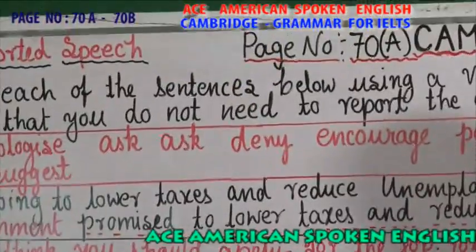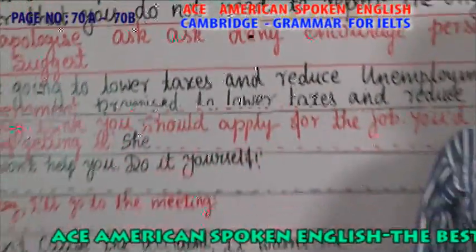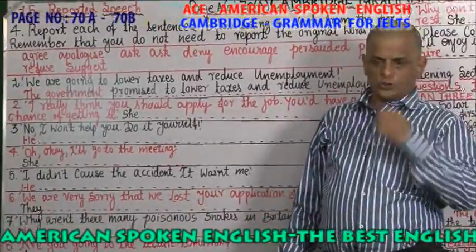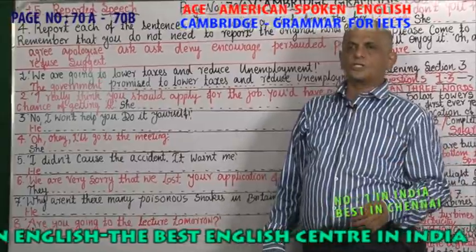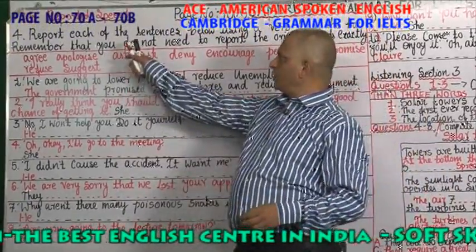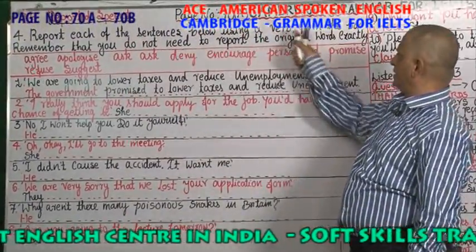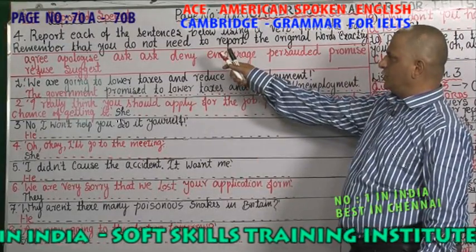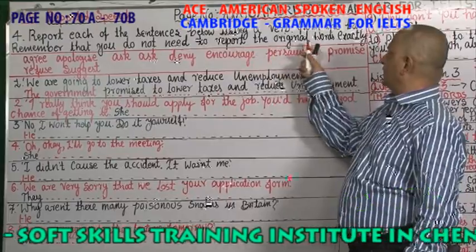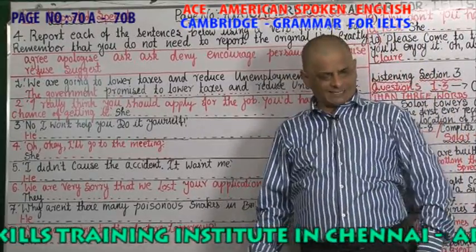Reported speech. As you know, what do you mean by reported speech? Somebody says something, you go and say to somebody, this is what he has told. So pronoun changes, verb changes, time changes. So here, report each of the sentences below using a verb from the box. Remember that you don't need to report the original words exactly.